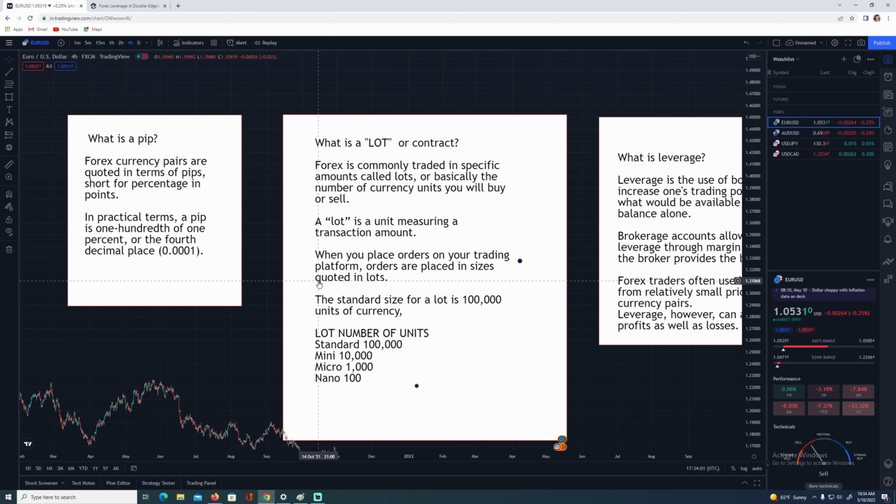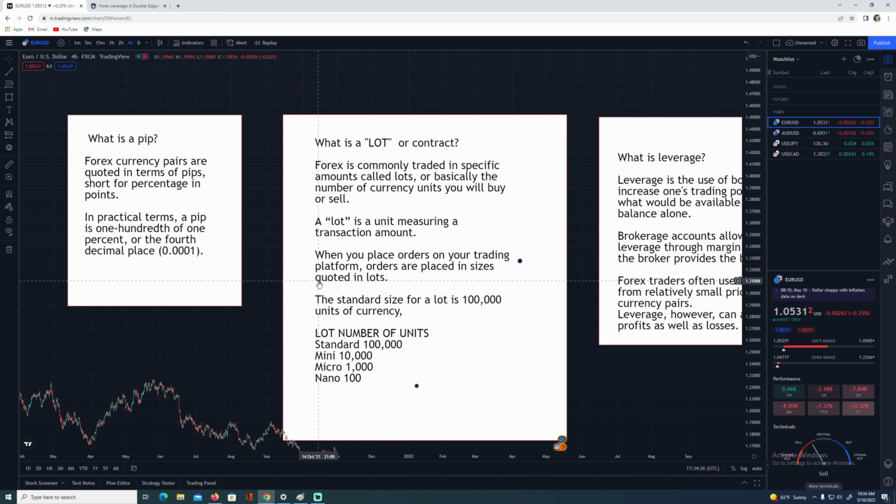And now, what are lot sizes? What you need to know is lot sizes are basically the contracts. Just look at it this way. It's kind of like when you go to the supermarket and you buy eggs. You can't buy just one egg from the supermarket. Usually you have to buy the dozen. So look at a standard lot like that. They sell you the package.